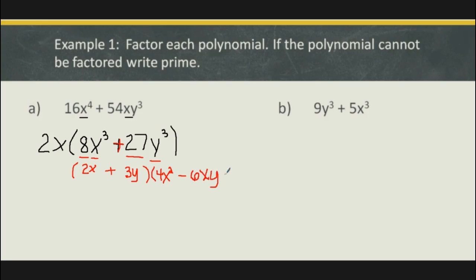The last term in a sum or difference of cubes is always positive. And it's your b term squared. So 3 squared is 9. Y squared becomes y squared. So this part here factors as 2x plus 3y, 4x squared minus 6xy plus 9y squared. And you have to tag along or rewrite and bring down your 2x. So this is considered factored form.